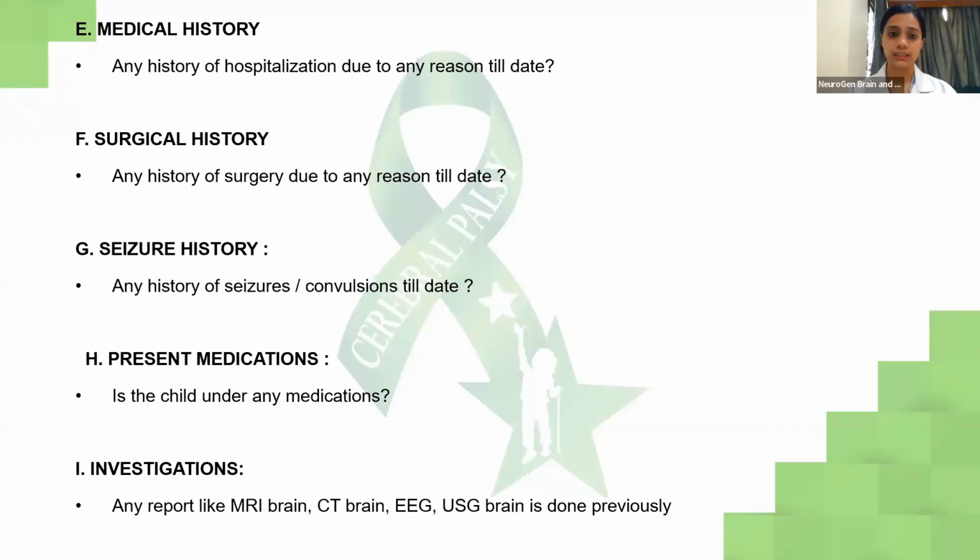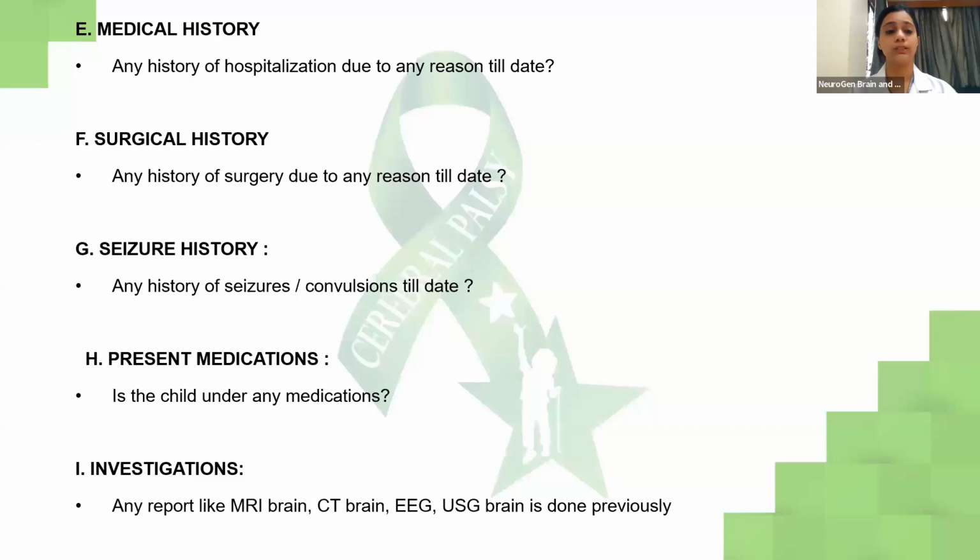Then the surgical history. Surgical history is very important from the physiotherapist's point of view, so that we understand if he had any history of tendon release, or any history of peg insertion, or any history of hip dislocation, and if he was operated for the same. What surgery was done, when it was done, and where it was done is important.